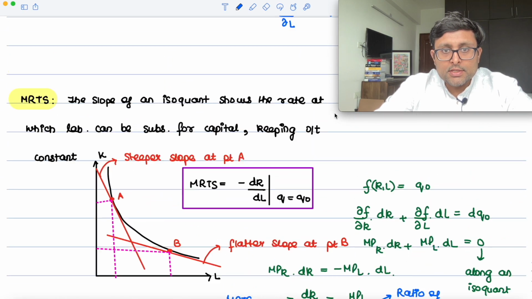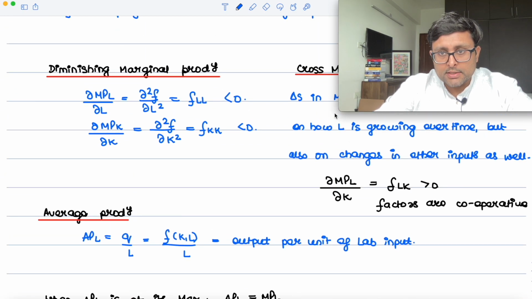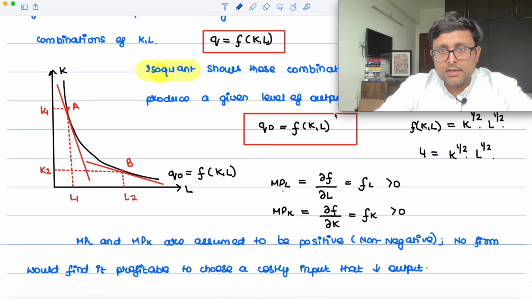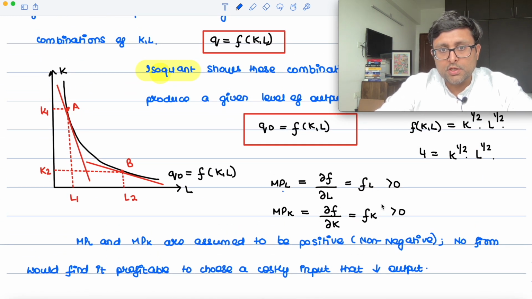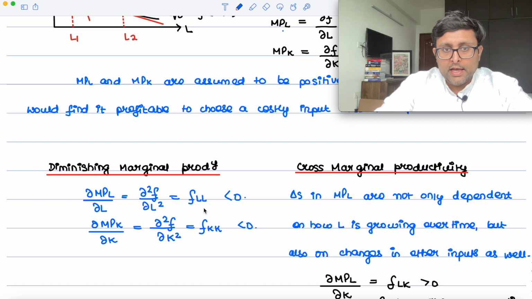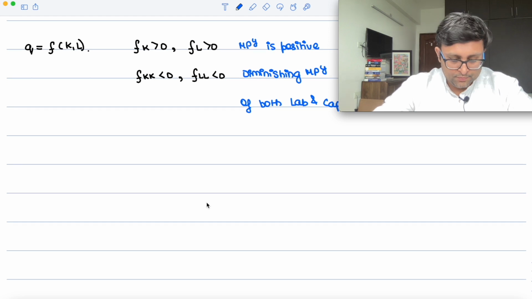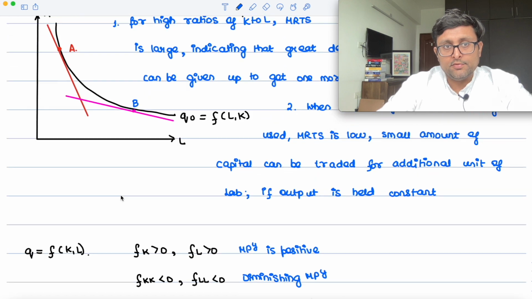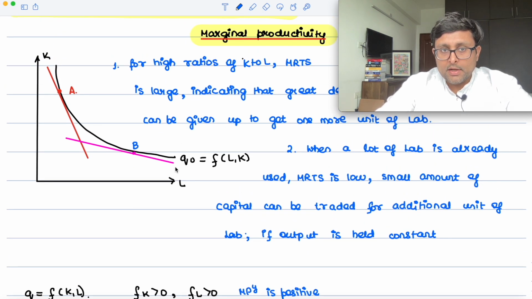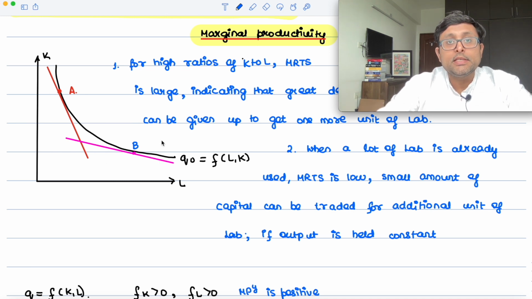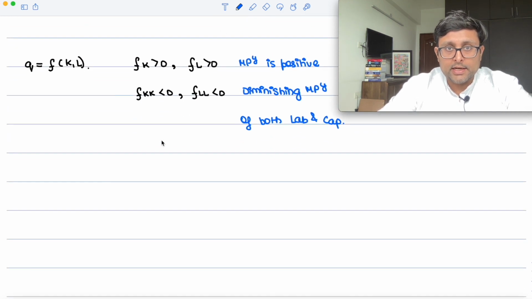Guys, I think I can use this now. I have explained all of this in the last class. These are f_K, f_L positive, f_KK, f_LL negative. So we are just using that. Okay. Now, if I want to show that the MRTS is falling, what is it that I need to show? That dMRTS by dL is negative. So if I want to show that MRTS is falling, I want to show that as L is increasing, MRTS is falling. That means dMRTS by dL is negative. This is what I want to show.